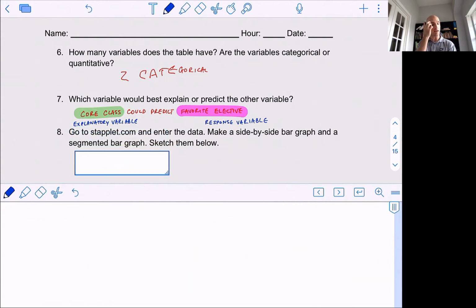So if we go to Statlet.com, we're going to enter the data. We're going to make a side-by-side bar graph and a segmented bar graph. We're going to sketch them below. I'm going to pause my video here. I'm going to put together those data sets, and then I'm going to come back. It's very, very self-explanatory on Statlet, but I'm going to do that and then bounce right back here with those graphs to show you.